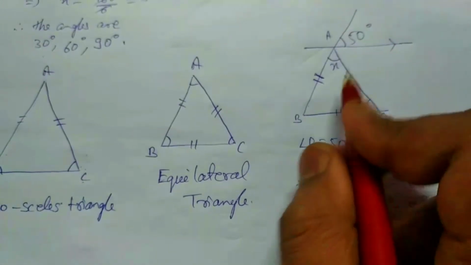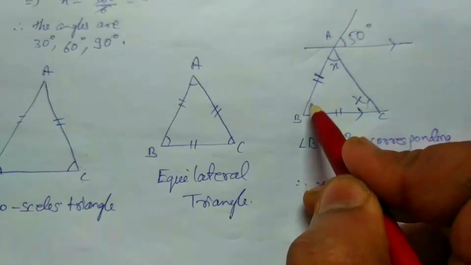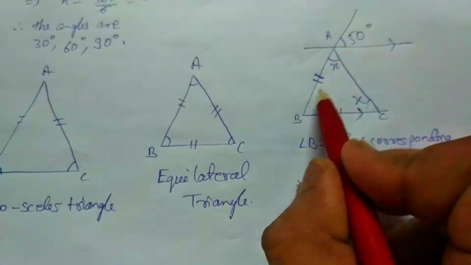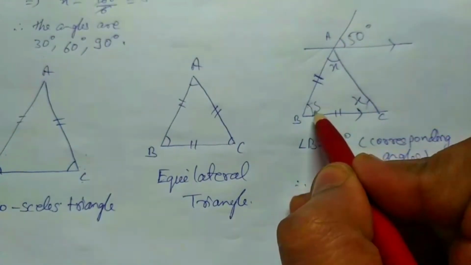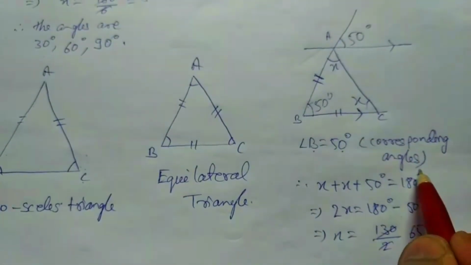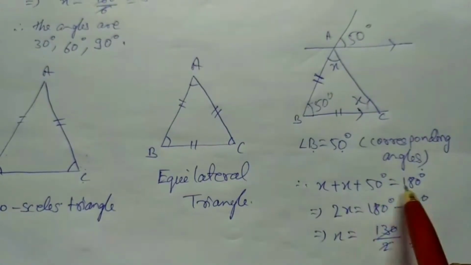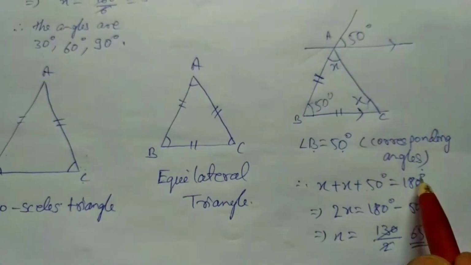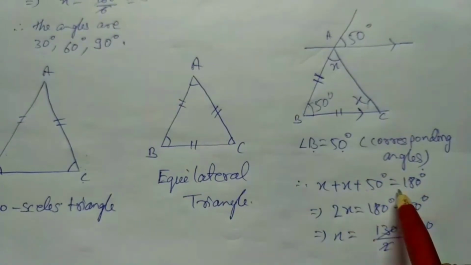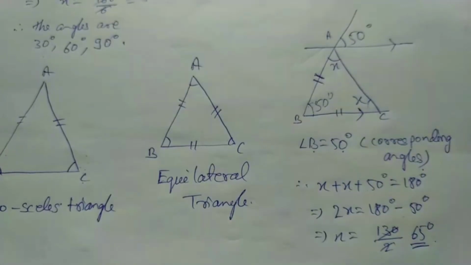Okay, now since these two are parallel lines, and if we consider this line as a transversal, the value of this angle will be equal to 50 degree. Why? Corresponding angles. Now we can say x plus x plus 50 degree equal to 180 degree. Why? Sum of angles in a triangle. So x is equal to 65 degree.